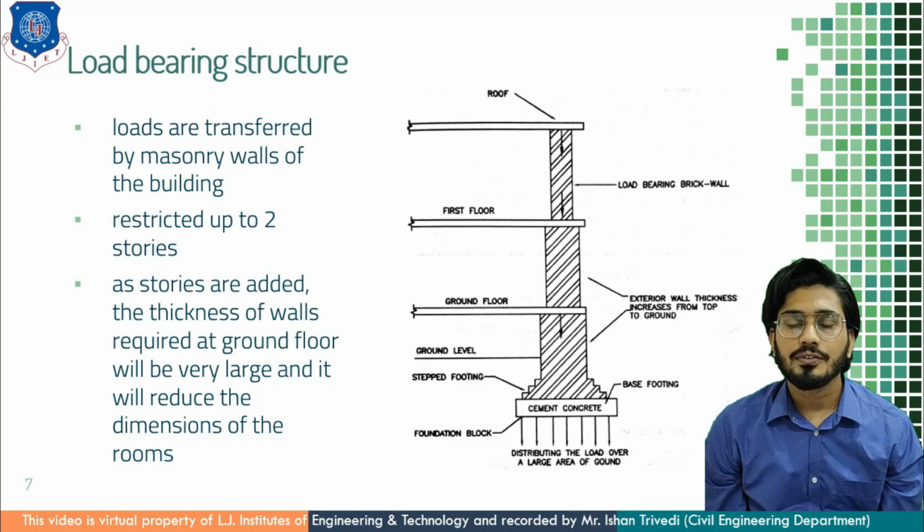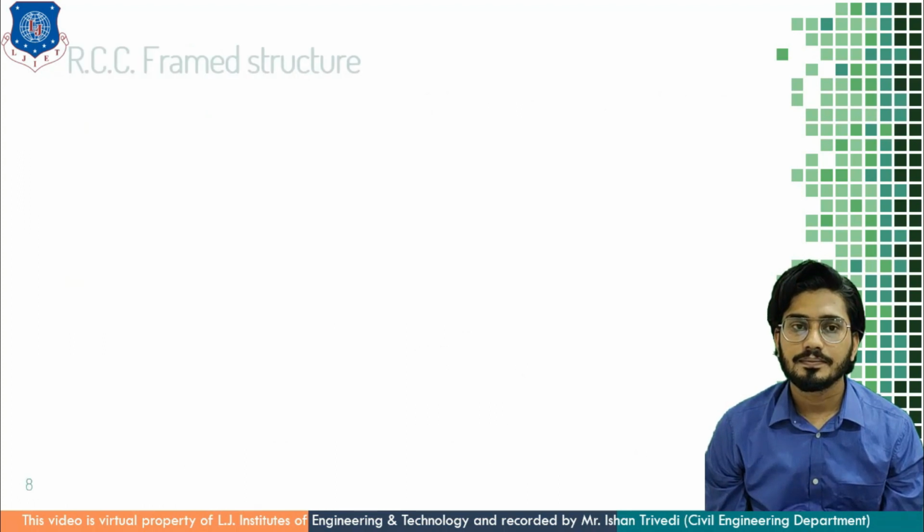The story height of a load bearing structure is restricted up to 2 stories. If I add more stories, then the thickness of the wall at the ground floor will be large. Here you can see the thickness of the wall which carries all the upper load is large, and that's why the inner dimension of the room at ground floor is reduced and one cannot benefit from the space. So this is the characteristic of load bearing structure.